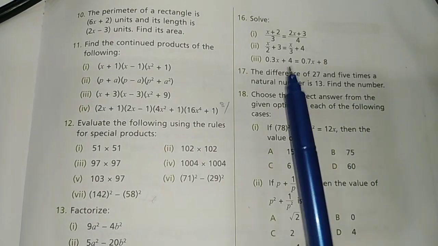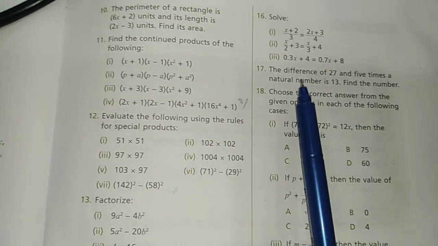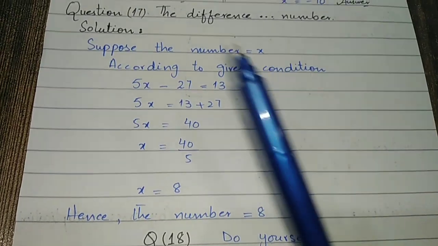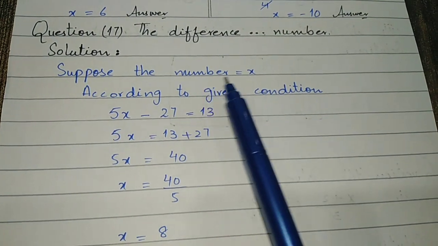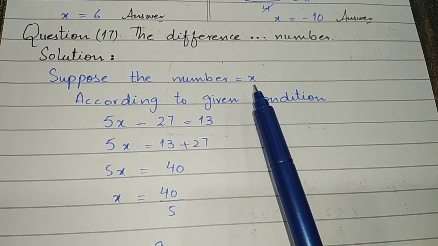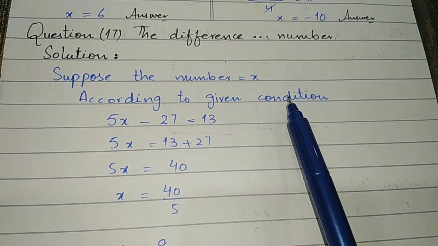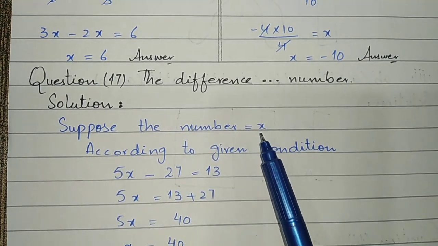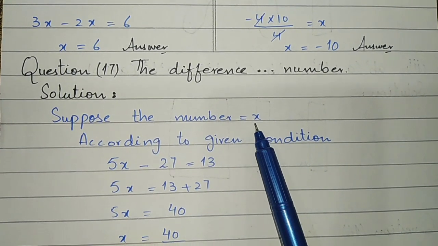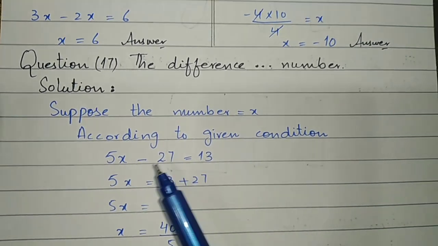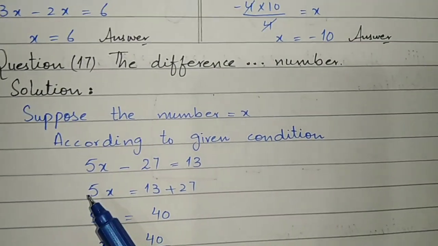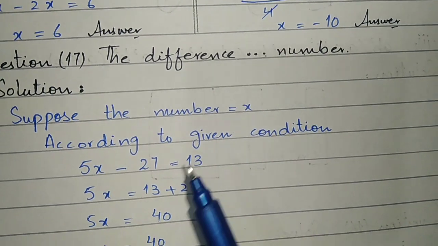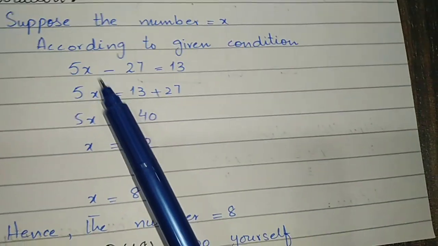Question number 17 is: the difference of 27 and 5 times a natural number is 13. Find the number. Firstly, we have to suppose the number to be x because the number is not given. Now according to the given condition, they said the difference of 27 and 5 times a natural number. So the number will be x, and 5 times the number is 5x. The difference of 27 and 5 times a number is 13. Simply we have to find the value of x.